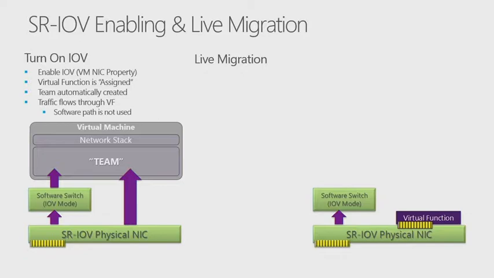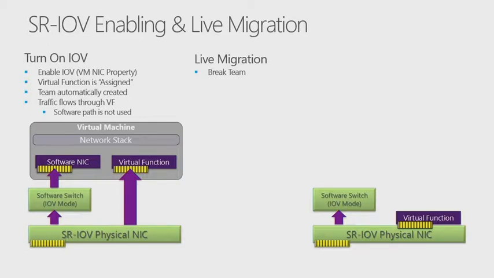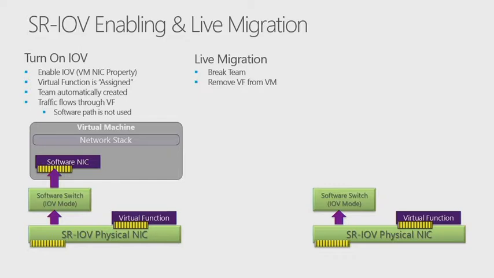So the way live migration works with SRIOV is we've got it running on the source machine. As we live migrate it to the target, we break this quote-unquote lightweight team. We then remove the virtual function from the virtual machine. During this time, all of the network traffic continues to go through the software NIC, continues to go through the software switch.